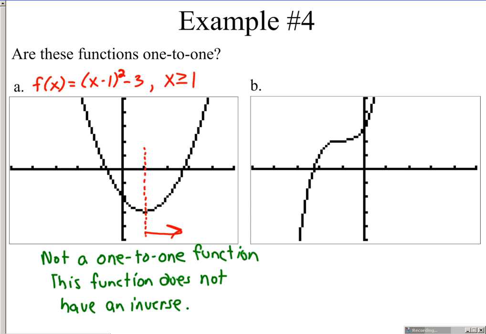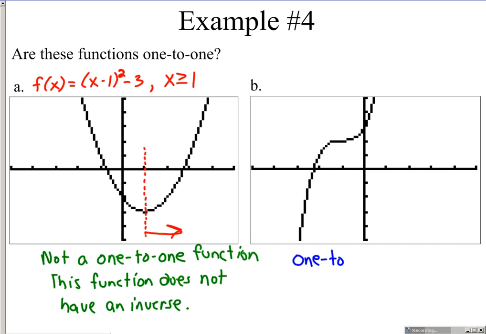Letter B. This function, is it one-to-one? Well, a lot of people would look at this and say, oh, no, it's not one-to-one. However, if you zoom in on that point, you would see that that is increasing very slowly. It never becomes horizontal. Okay, so this is a one-to-one function.